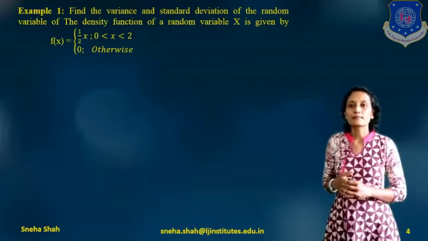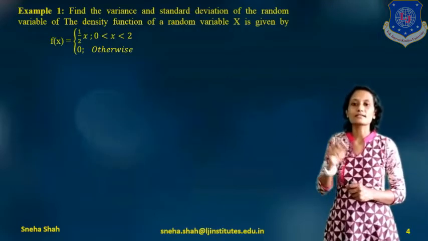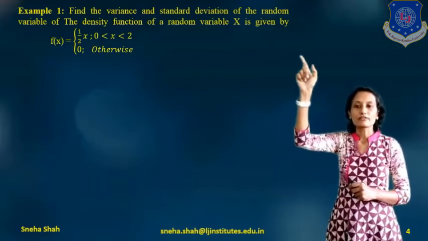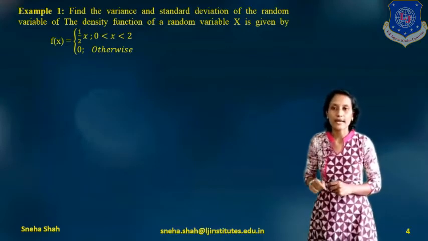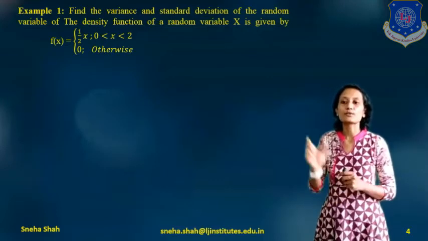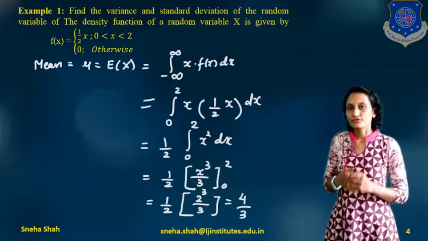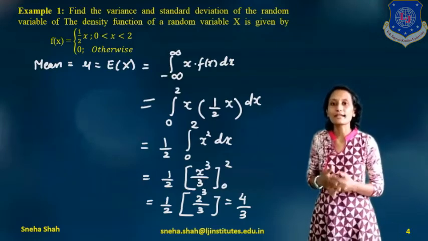Now we are calculating some examples. The first example is to find the variance and standard deviation of a random variable whose density function is given by f of x equals 1 by 2x, where x lies between 0 and 2, and 0 otherwise. For this, first of all we will find the value of the mean. Now what is the value of the mean?